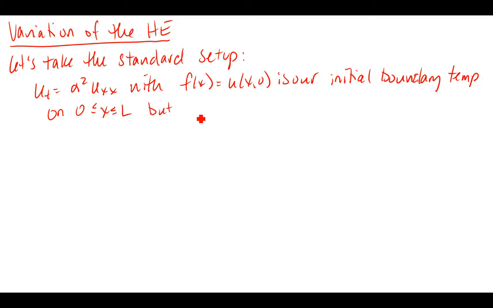However, let's assume that the temperature on the left end of the bar is, I'll just call it capital T1, and the temperature on the right end is some other temperature, T2, and that's for all time.